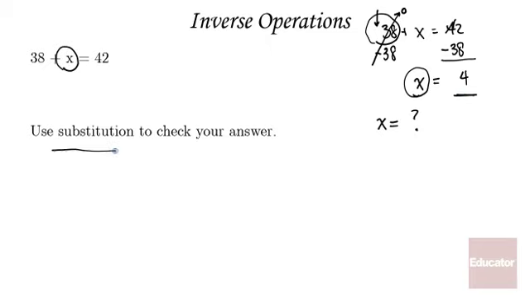It's a good idea to use substitution to check your answer. Although it takes a little bit longer, in the beginning when you're learning about solving equations, it's a really good way to check and make sure that you're understanding what it is that you're doing. So what that means is I've just found out that x equals 4. So I'm going to go back to the original equation here and put 4 in. And if I do get the answer 42, that means I've done the problem correctly. 38 plus 4 equals 42. And 38 plus 4 is 42. So yes, it's true. I've done the problem correctly, and x does equal 4.